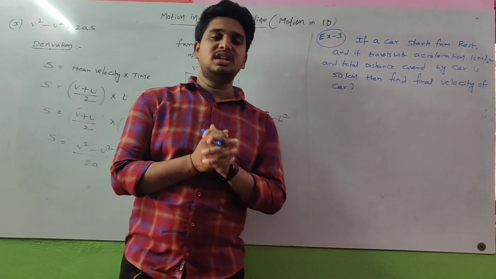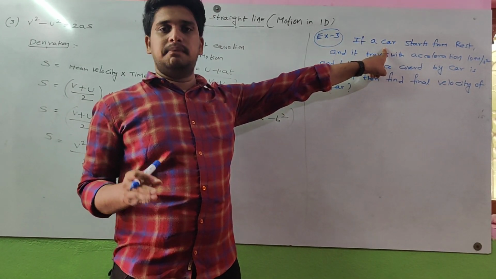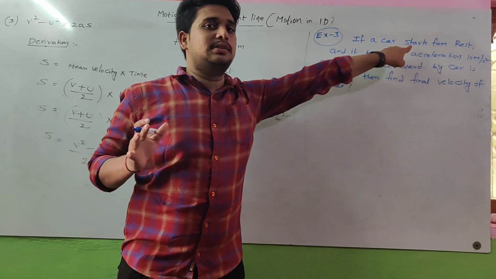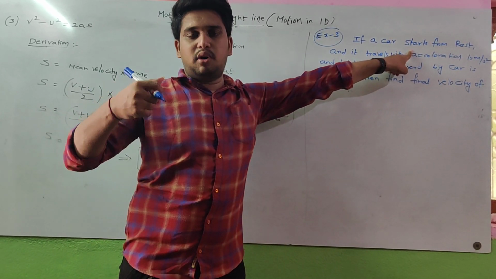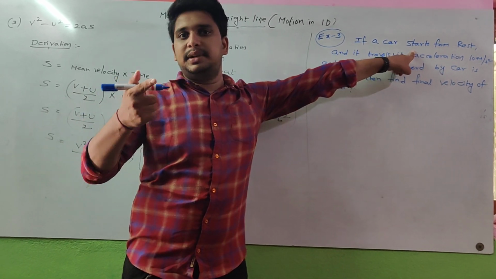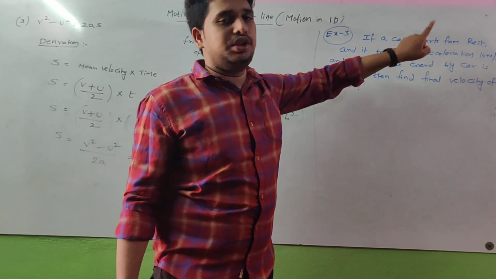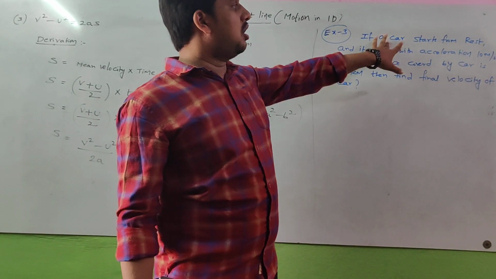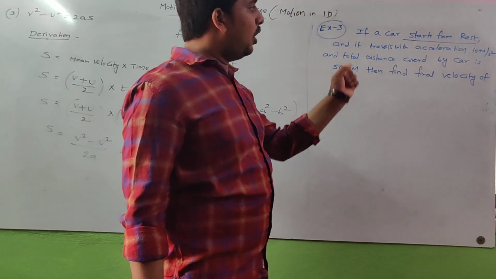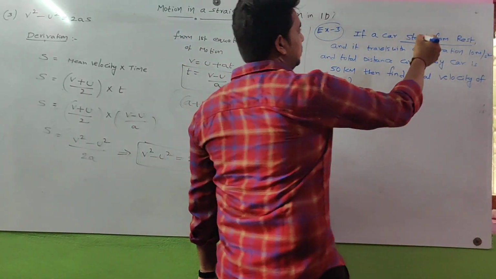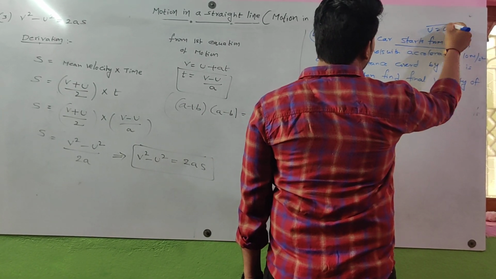Observe friends, what is the given data? If a car starts from rest, that means you should take initial velocity u is equal to 0, and initial time t is equal to 0. Starts from rest, this is very important. In any question, if the body starts from rest, you should take initial velocity u is equal to 0.